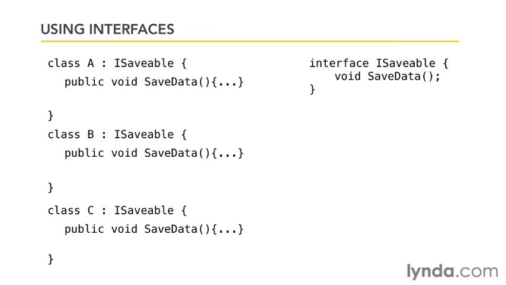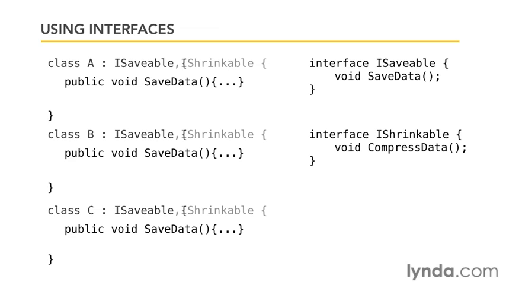Now, if I wanted to go a step further and said, not only do my objects know how to save their data, they also know how to do something like compress their data. Well, I could implement an interface called iShrinkable. And inside iShrinkable, I might have a function called compressData. Now, notice in the interface, there's no implementation of this function. All the interface says is, hey, if you implement me, you've got to have a function named this. And the implementation is actually saved for the classes that choose to implement it. So if classes A, B, and C decided to implement both the iSavable and iShrinkable interfaces, you separate them with a comma.